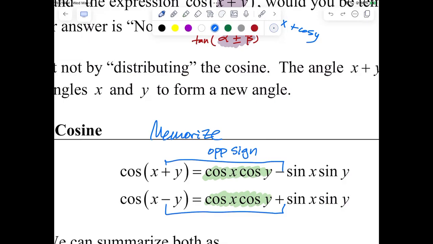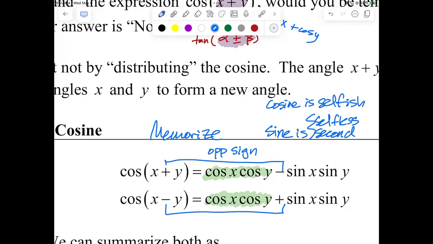Sine is second. You can say that too. So sine is second if you like the S sound, or you could say sine is selfless, as I've said before. And cosine is selfish. Now, you can also think about there is a price for being selfish, right? The price for being selfish is the sign changes. Okay, you can go first, but there's a consequence. The sign's going to change.